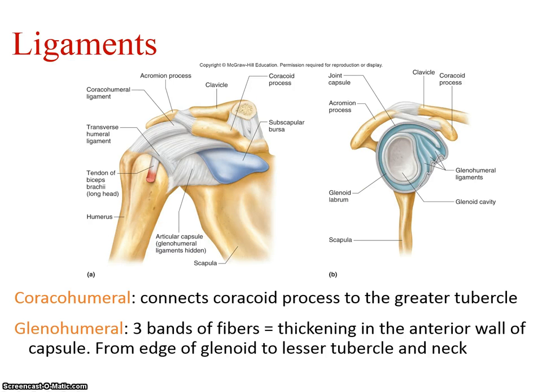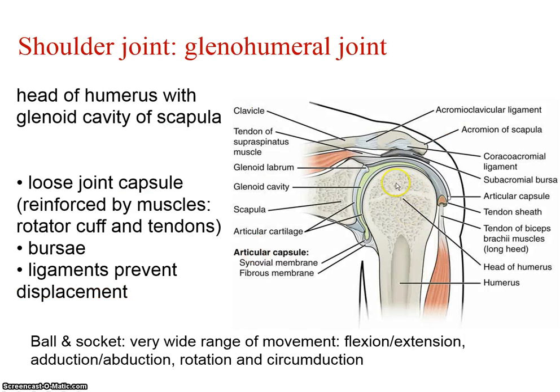So examples of ones I'd want you to know: the coracohumeral. So again, in the name, you know that this joint involves the humerus and the coracoid process. And then the glenohumeral. Well, the glenoid cavity is an incredibly unique thing. It was on one of the other, right?